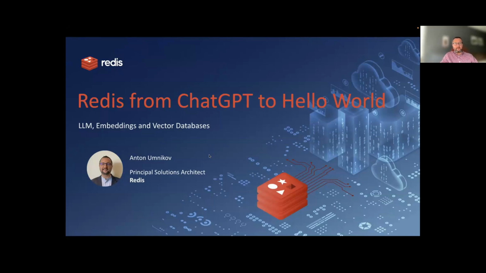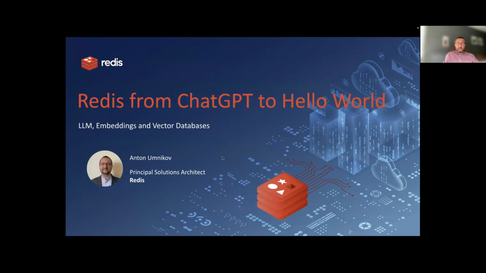I'm a principal solution architect at Redis, based in Toronto, Canada. And today we're going to talk about large language models, embeddings, vector databases, and everything that would let you build really impressively, really valuable applications based on the large language models such as ChatGPT.